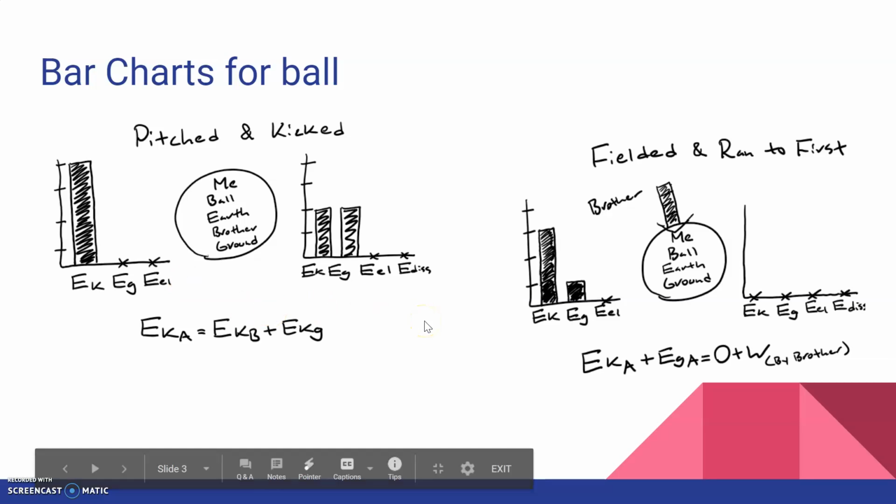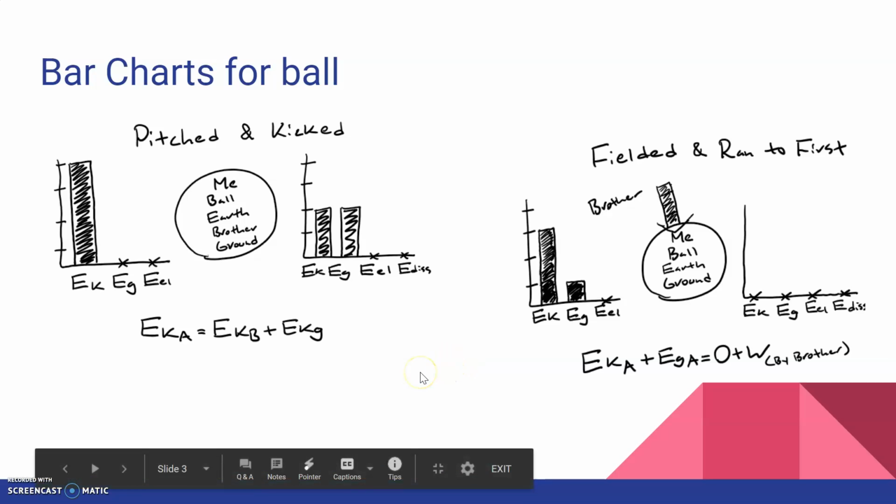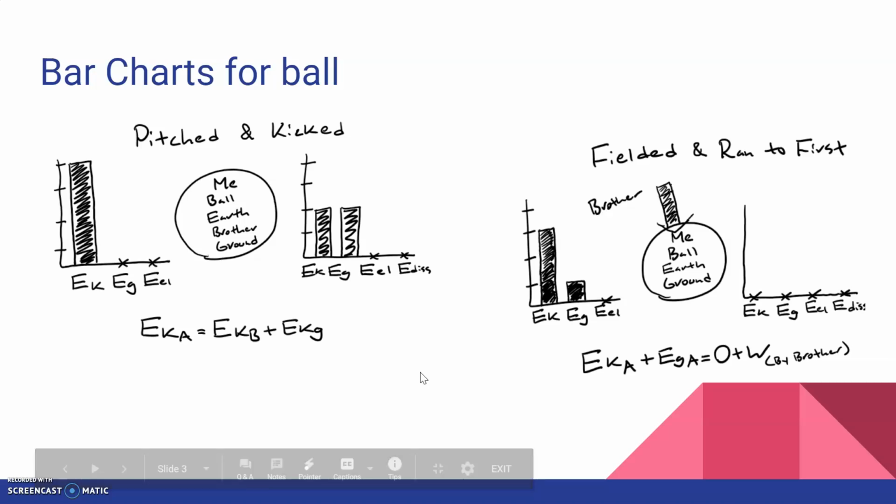EK is kinetic energy, and this is energy stored in motion. EG is gravitational potential energy, and this is energy stored in objects that are above the surface of the earth, or just above the ground. And EEL is elastic energy, which is energy that is stored in things that can compress, like springs and slinkies.